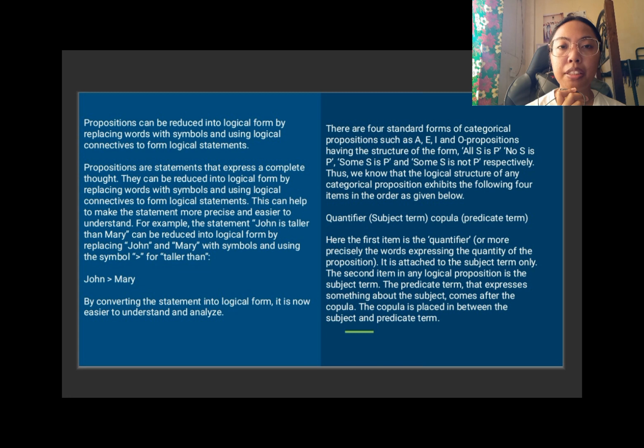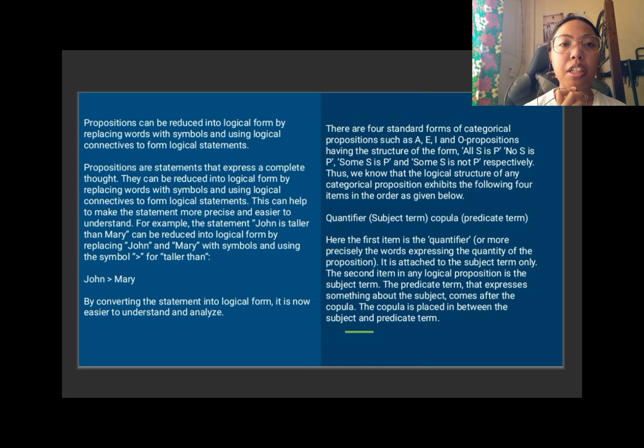Propositions are statements that express a complete thought. They can be reduced into a logical form by replacing words with symbols and using logical connectives to form logical statements. These can help to make the statement more precise and easier to understand.